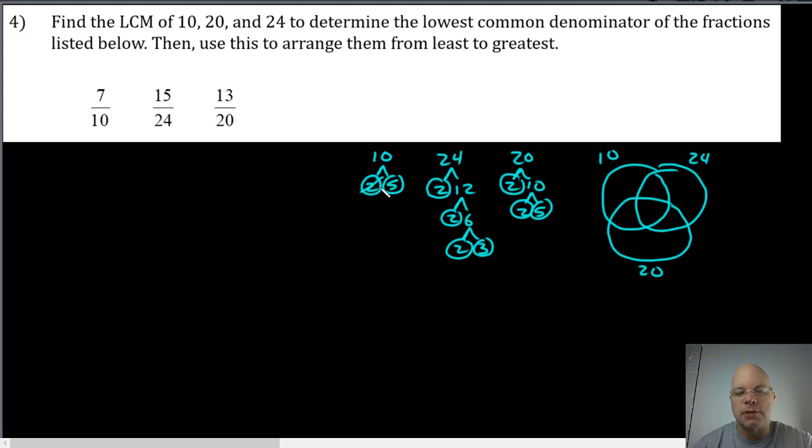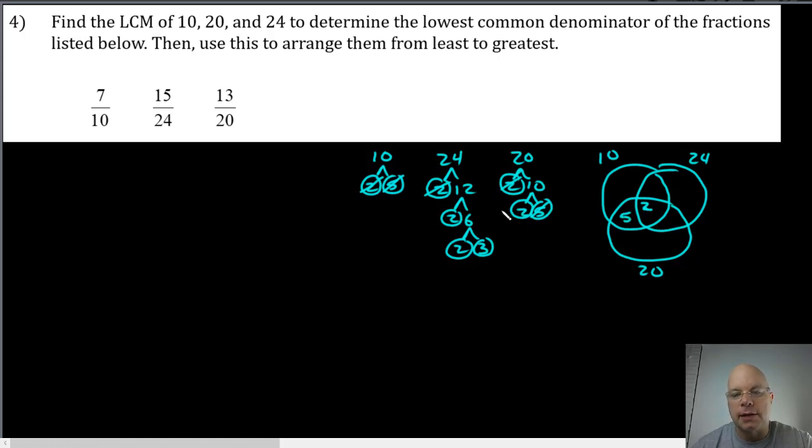Like 2 is common to all three, so I'll cross one 2 off of each tree, place it in the intersection. The reason I cross it off all 3 trees is because this intersection is part of all 3 of these circles. So it's as if I've placed that 2 in all 3 of the numbers. This 5 is only common to 10 and 20, and it's not common to 24, so I'll cross off a 5 from 10 and 20, and I'll put it in the intersection of 10 and 20.